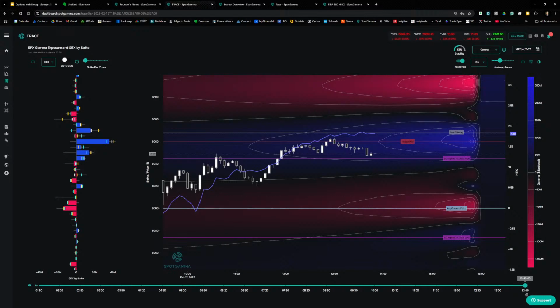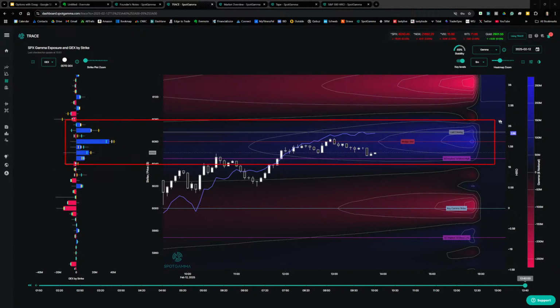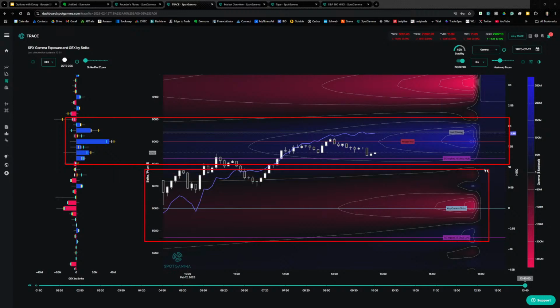So let's step back. Well, first of all, the blue shaded area, that's positive gamma. So you can see now SPX, this is for SPX, trading in a zone of positive gamma. You can see the GEX gamma exposure bars over on the left. So SPX trading in a pocket of positive gamma with negative gamma below and above.